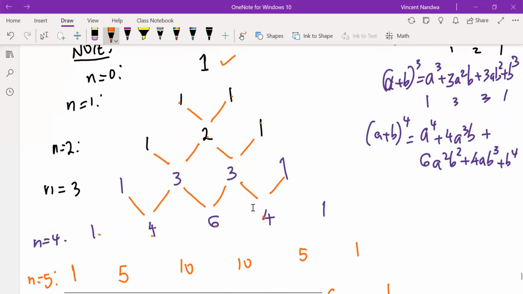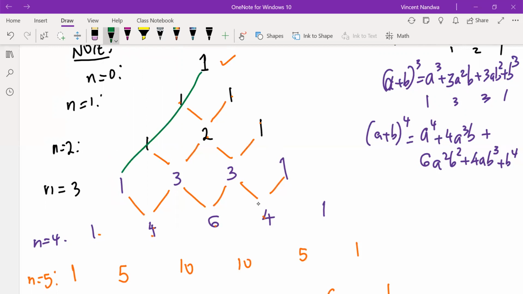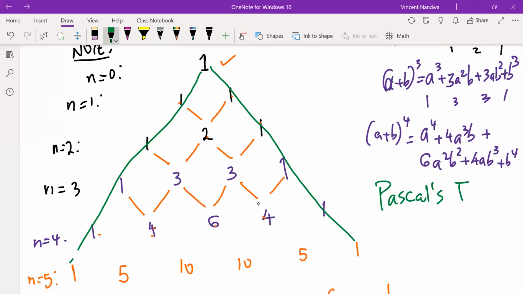So you see there's a pattern here, which looks like a triangle. So these coefficients are defining a diagram which looks like a triangle. And this triangle is what we call Pascal's triangle. So there's a fashion of a triangle for these coefficients, and this is what is so-called Pascal's triangle.